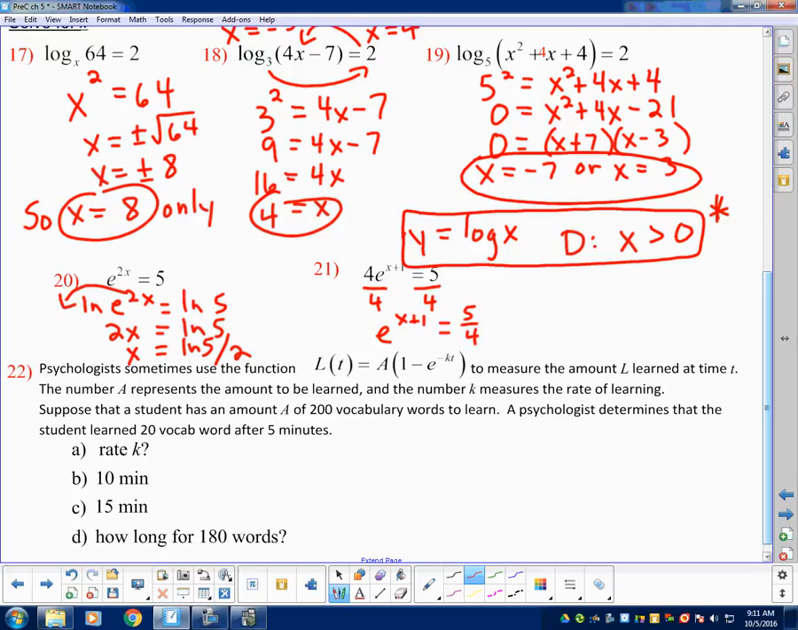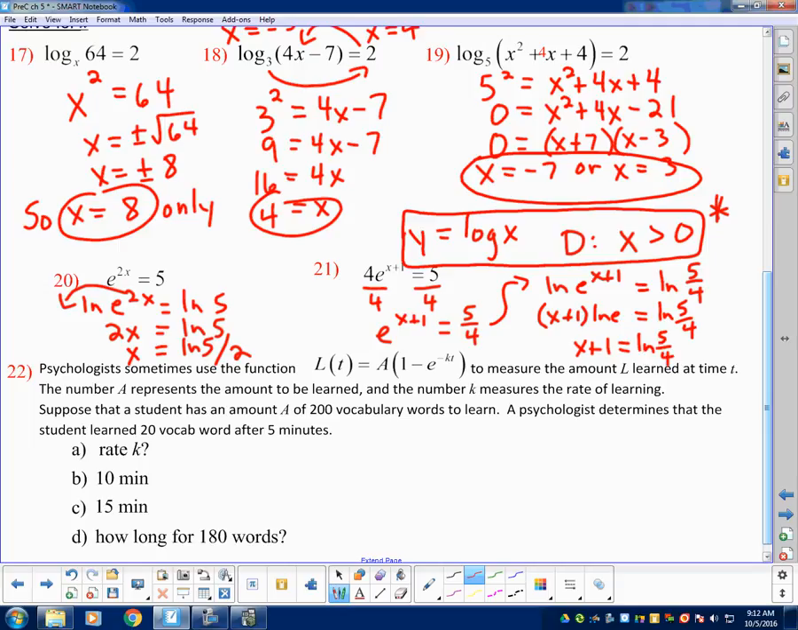Then I can take ln of each side. So it looks like this: ln of e to the x plus 1 equals ln of 5 over 4. And I can move the x plus 1 out in front of ln of e. The ln of e is equal to 1, so I have x plus 1 equals ln of 5 over 4.